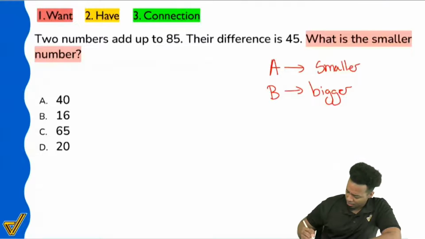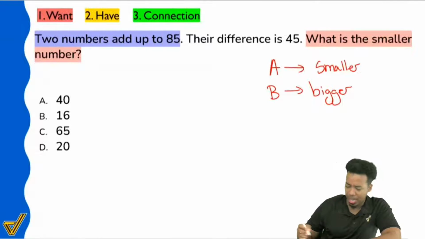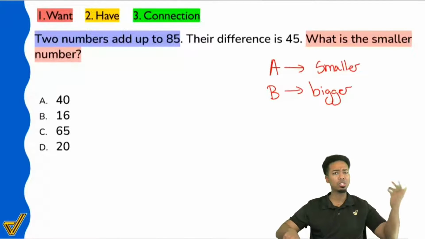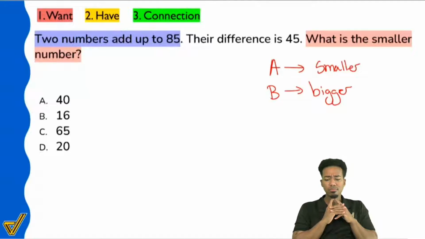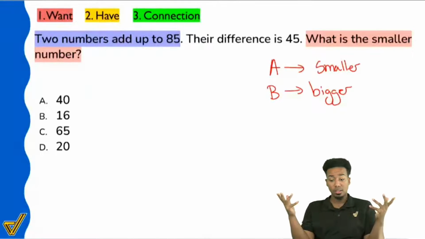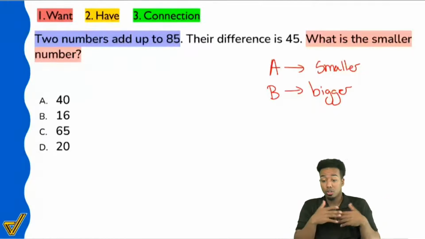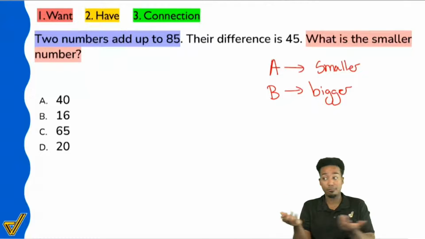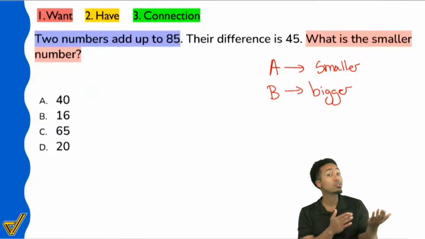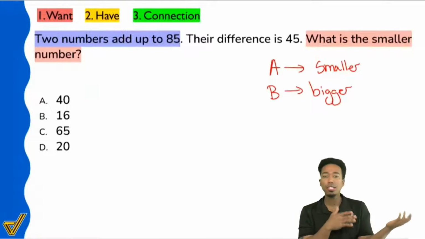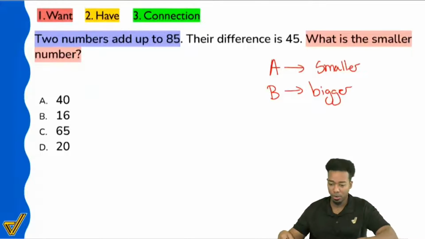First sentence, it says two numbers add up to 85. Can someone give me the equation to represent that? Two numbers add up to 85, and we're using A and B. So what could we do? Yeah, A plus B equals 85. We can also say B plus A equals 85. Both of those are correct. 1 plus 2 is the same as 2 plus 1. It doesn't matter. So I'll write that down.